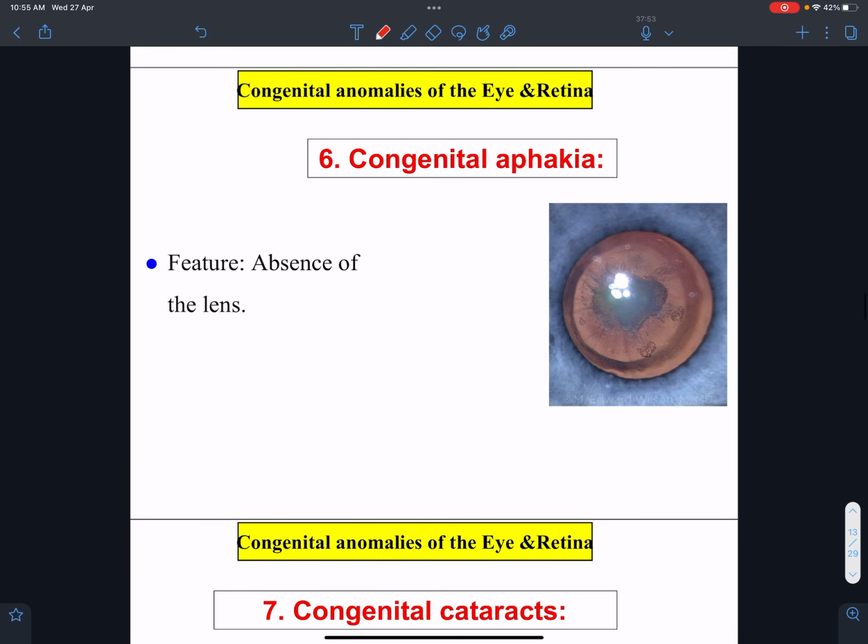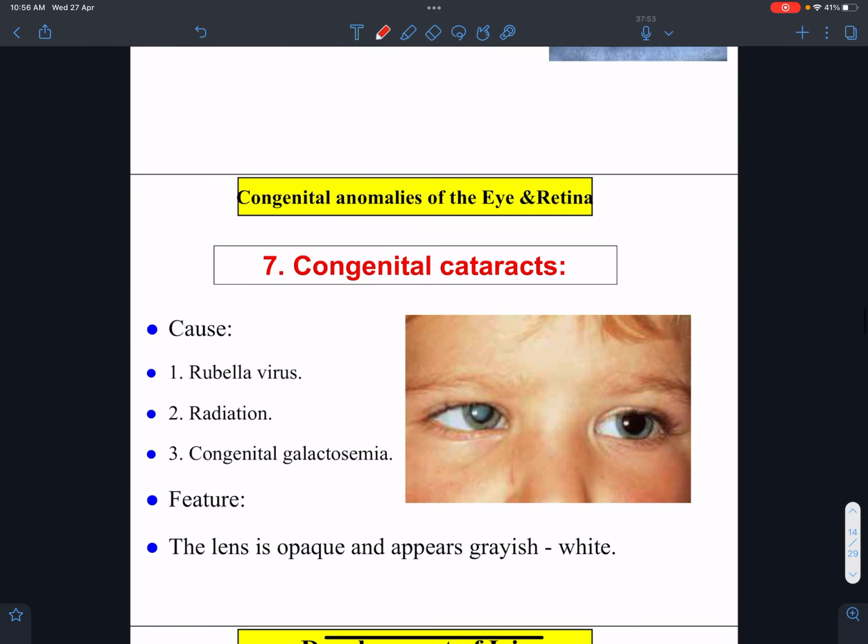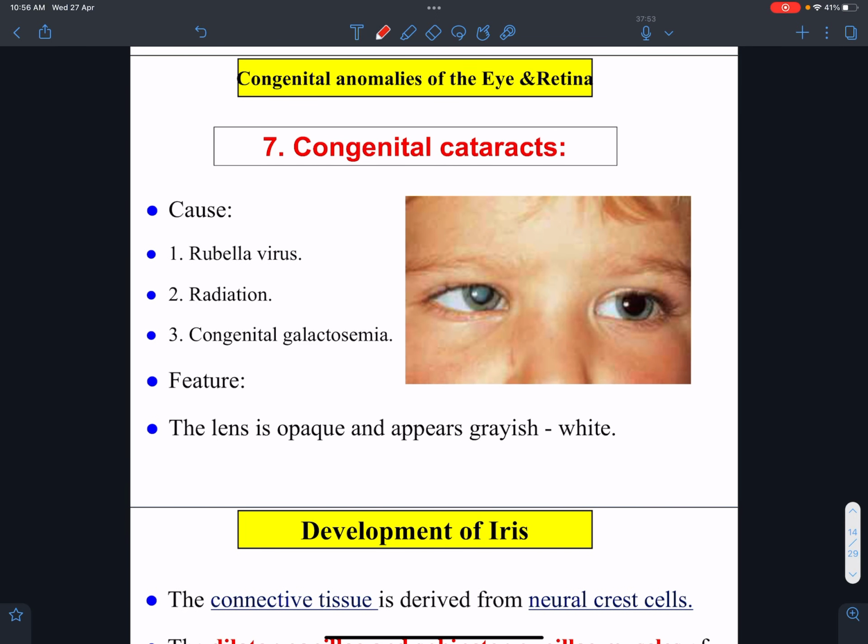The sixth is congenital aphakia. Always remember that phakia means lens. Congenital aphakia literally means absence of the lens. The person does not have a lens, and he will not be exhibiting any lens in his eye. The seventh is congenital cataract. The person does have a lens, however the lens is not transparent as it should be. It is cloudy, opaque.